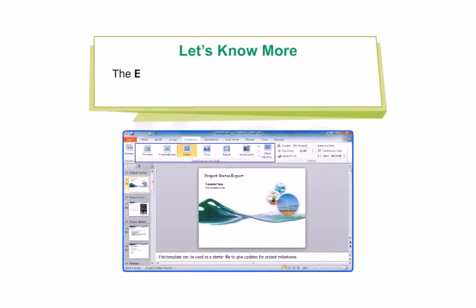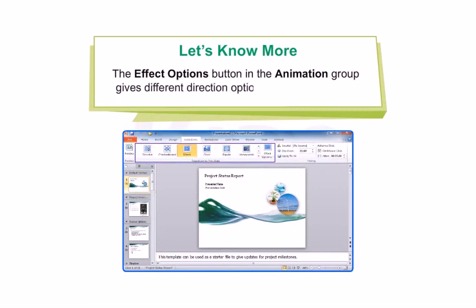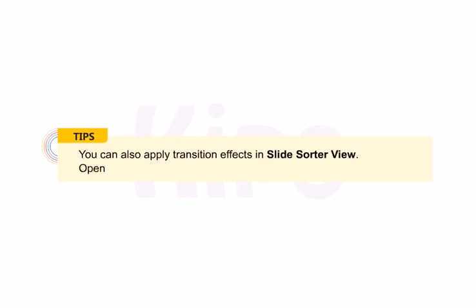Students note that the Effect Options button in the Animation group gives different direction options to each transition. Students, let me share a tip with you that you can also apply transition effects in Slide Sorter view. Open the Transitions tab and select the desired slide transition effect.